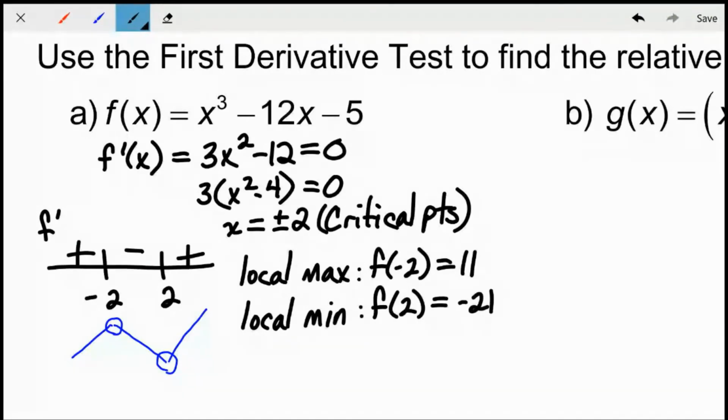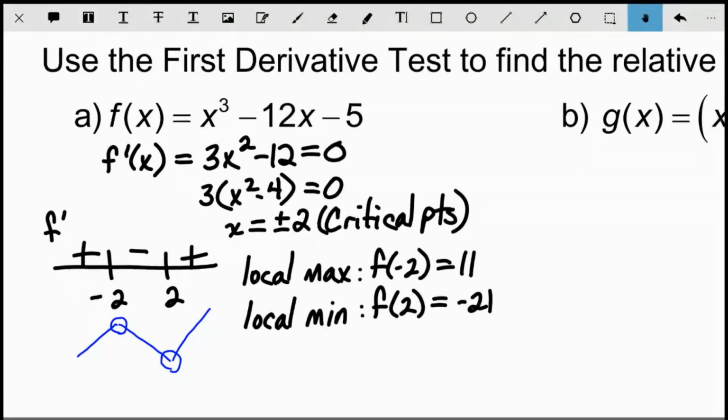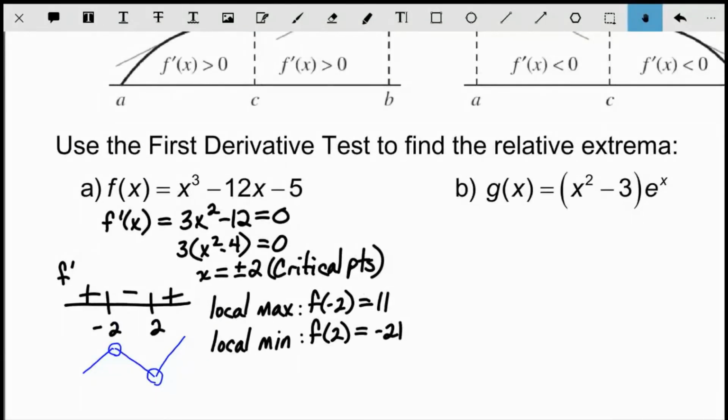Now, if I needed to justify my answer on this, I would just say there's a local maximum when x is -2 because the function went from increasing to decreasing at that point. Or I could say there's a local minimum at x is equal to 2 because the function went from decreasing to increasing at that point. So it's pretty easy to justify your answers, and this is one of those things that once you understand it, is very, very simple to do.